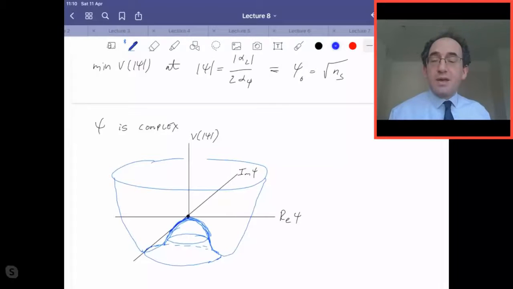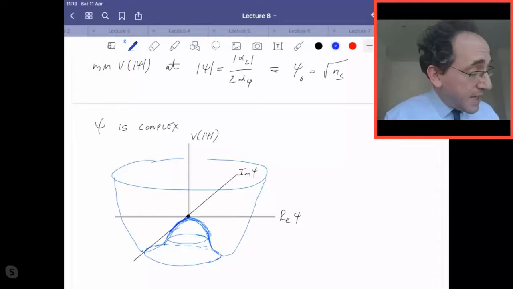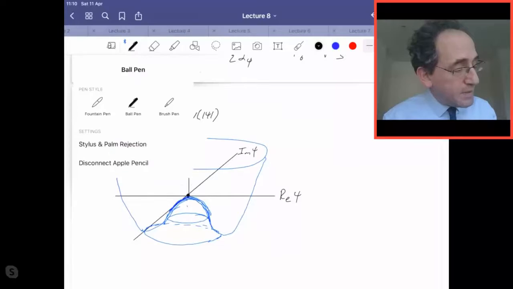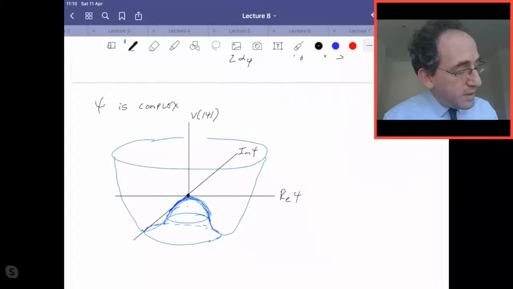Okay. This is a terrible Mexican hat potential, but I'm not going to try to draw it again because my drawing ability isn't that good. See if I can make it a little clearer. Okay, let's go straight down like this, right through the middle.